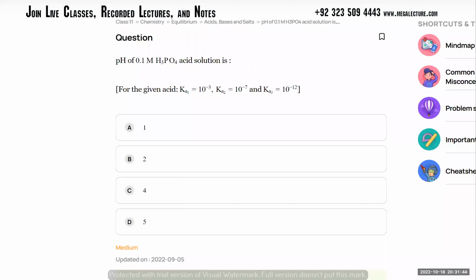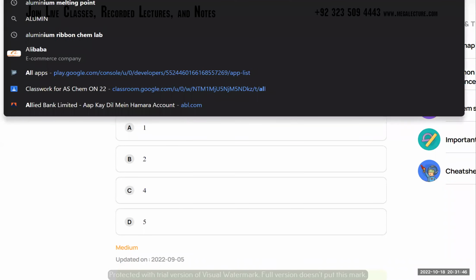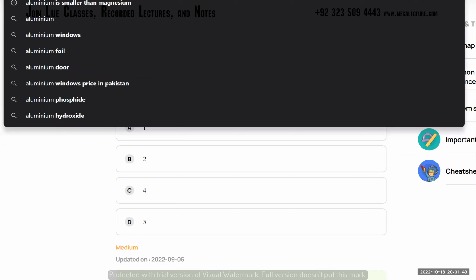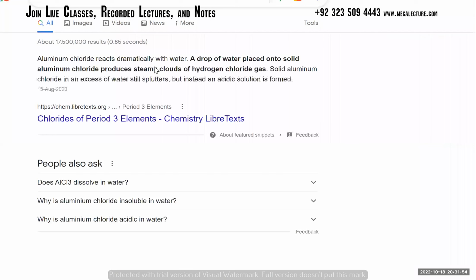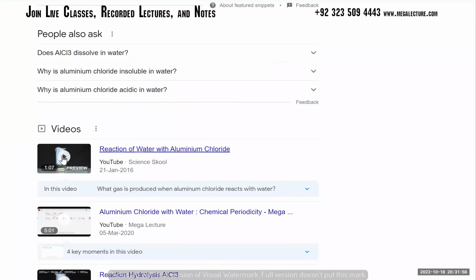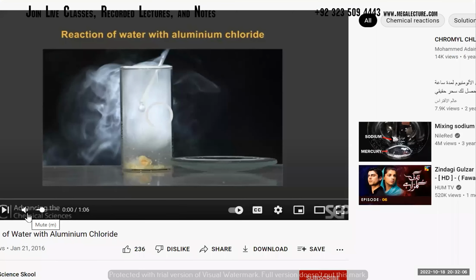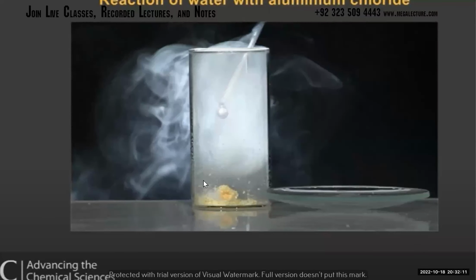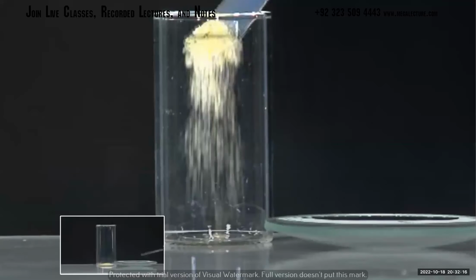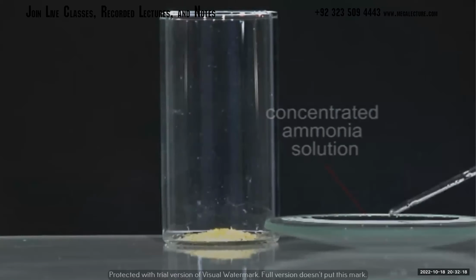Here, let's see aluminum chloride with water. Let me show it in the video, just a second. Covalent halides typically undergo hydrolysis. Vigorous and exothermic, the aluminium chloride.